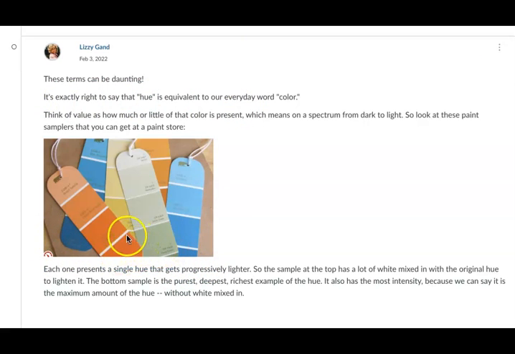So you could see how a pure hue at the bottom here, this orange, can get progressively lighter as you add more white. The same with the blue. The richest, purest color gets lighter with white, so it's not as intense, right? So that purest, deepest, richest example is the most intense, as we talked about in this discussion.